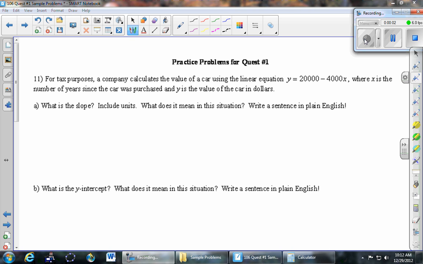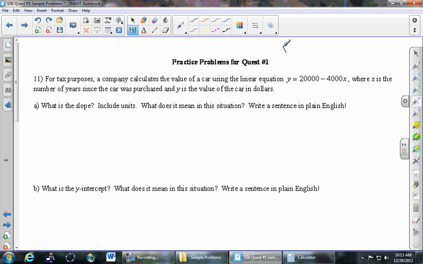This is problem number 11 on the practice problems for quest number 1. For tax purposes, a company calculates the value of a car using the linear equation y equals 20,000 minus 4,000x, where x is the number of years since the car was purchased, and y is the value of the car in dollars. Part A. What is the slope? Include units. What does it mean in this situation? Write a sentence in plain English.